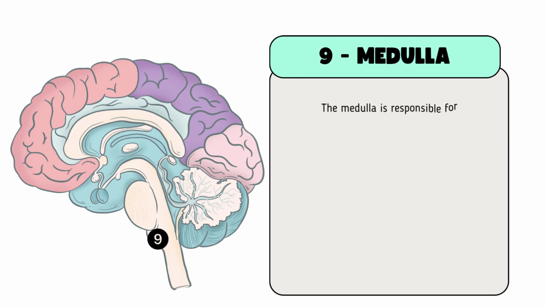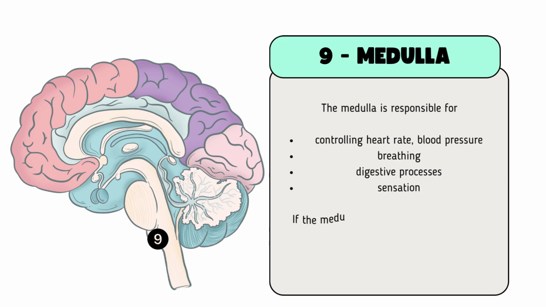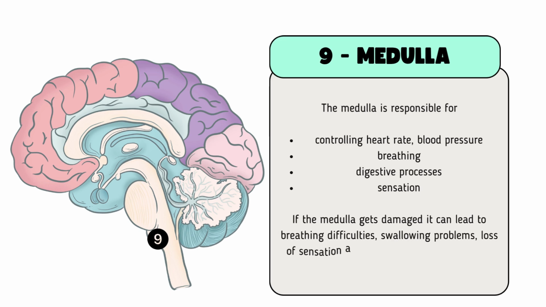The medulla is responsible for controlling heart rate, blood pressure, breathing, and digestive processes. If the medulla gets damaged, it can lead to breathing difficulties, swallowing problems, loss of sensation, and more. It's the message center linking the spinal cord and the brain to transmit signals and to receive sensory information.